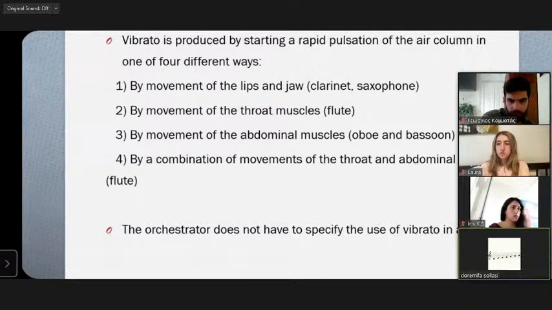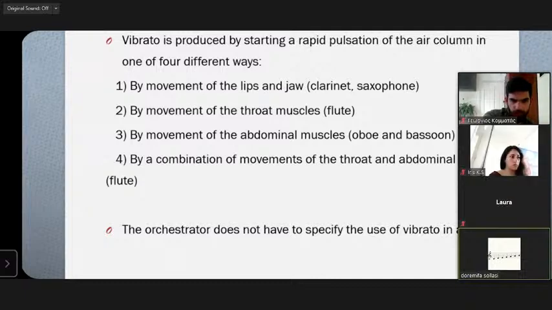And the fourth one is by a combination of movements of the throat and abdominal muscles. This is, I think, the most common one for flute. So this is just for you to know that each instrument uses a different type of vibrato. And in the case of the saxophone, the clarinet, and the flute, you can use different types of vibrato.